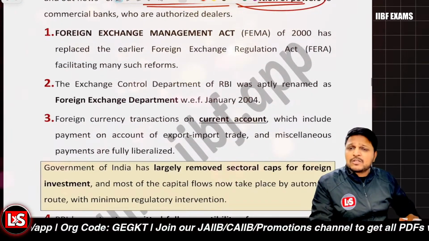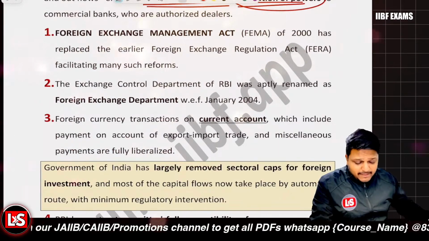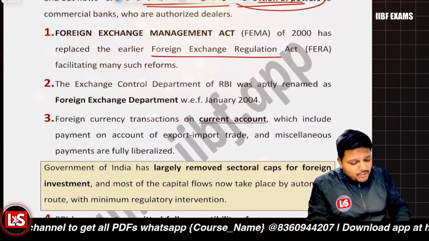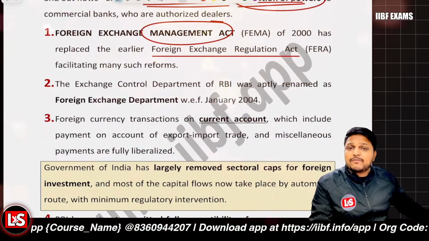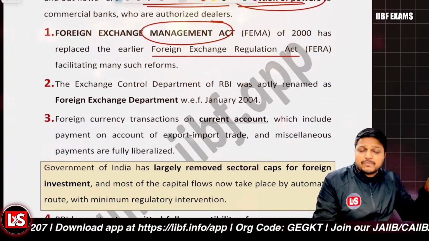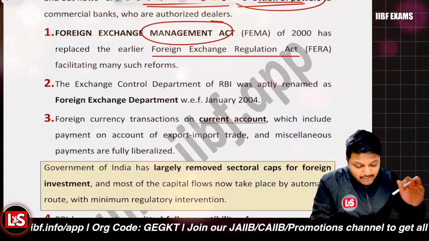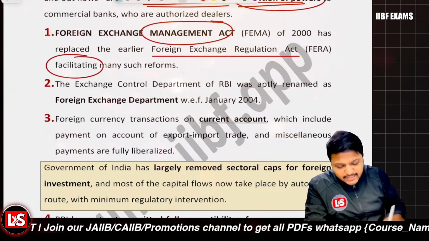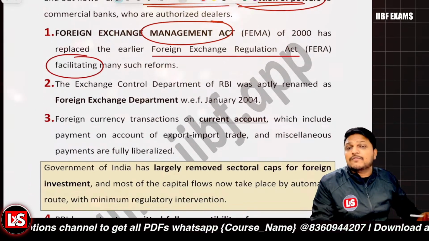So first of all, it's about FEMA. The first regulation is FEMA 1999, that is the Foreign Exchange Management Act. Now it replaced FERA. Previously it was a Regulation Act, but now it is the Management Act, which came in 1999 and was operable from 2000. FEMA is management, but FERA was related to strict regulation. FEMA basically facilitates external trade, whereas FERA was related to conservation of foreign exchange.